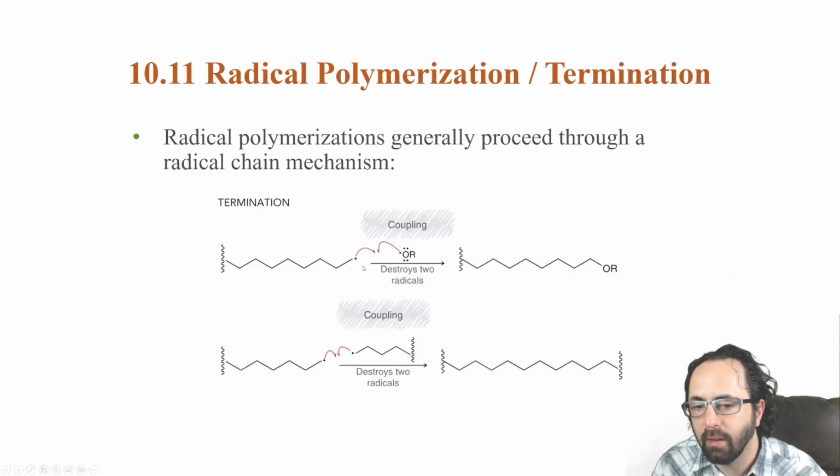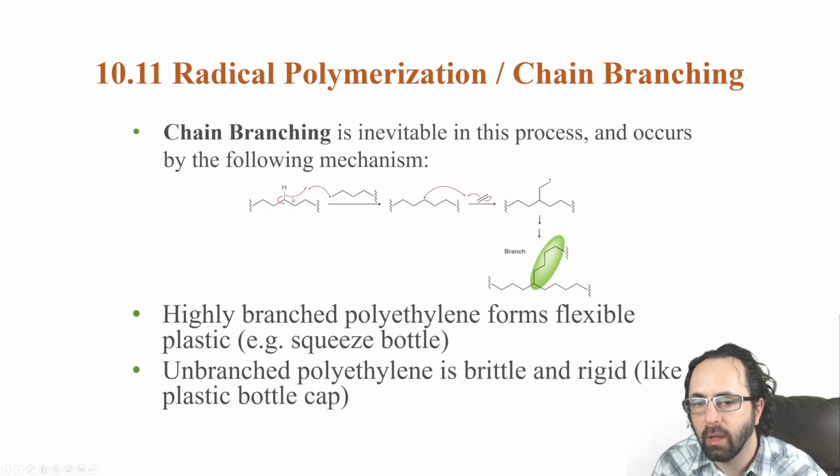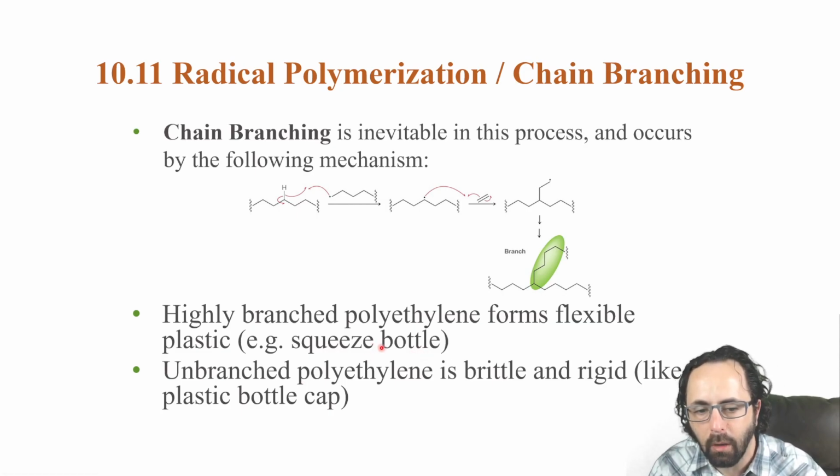Ultimately, the termination is either the coupling of a very long polyethylene radical with the radical initiator, or with itself, producing a longer chain. It's important to note that often we can get a hydrogen abstraction by the radical, which will produce not a terminal radical, but a radical in the middle of the molecule, which can then go and react with ethylene and produce branches. And highly branched polyethylene makes for very tangled messes of molecules, which produces a more squishy squeeze bottle, whereas the unbranched polyethylene is much more stiff, like a bottle cap.